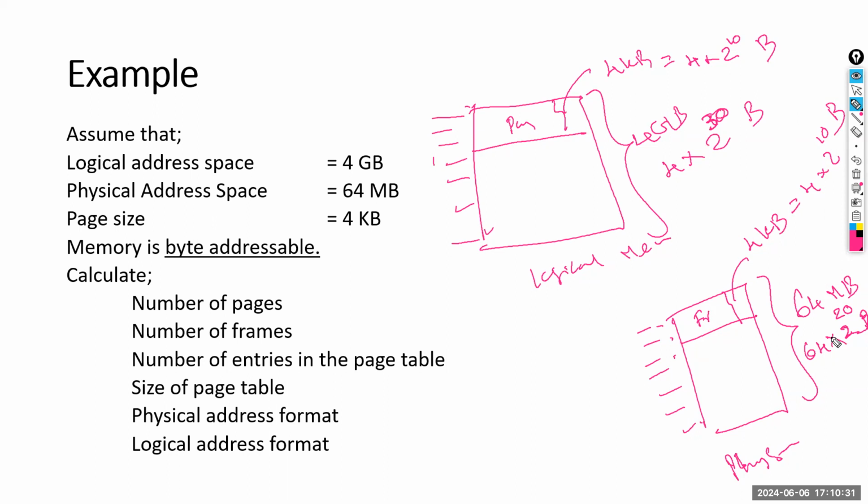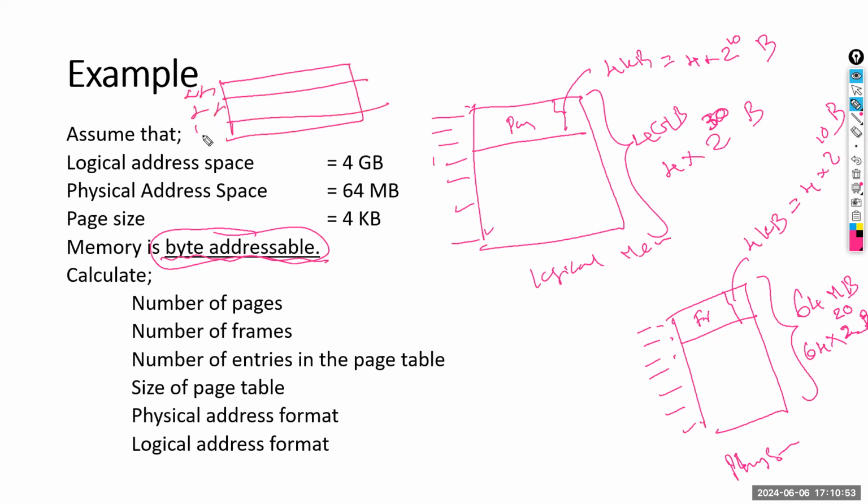Right. So the first question, memory is byte addressable. So that means every 1 byte has a memory address in physical memory. So that means if you take 1 page or 1 frame, this is your address. So every 1 byte or 8 bit has an address. That is what you get from memory, a byte.